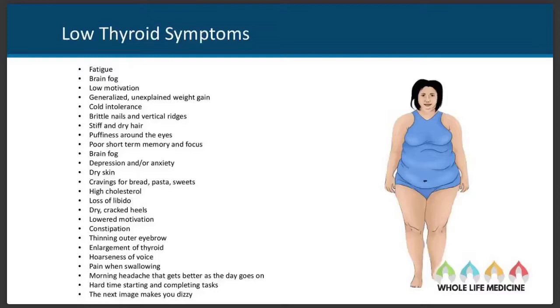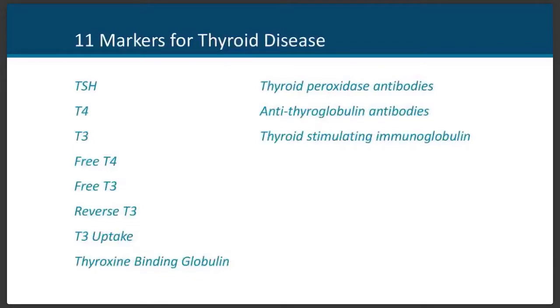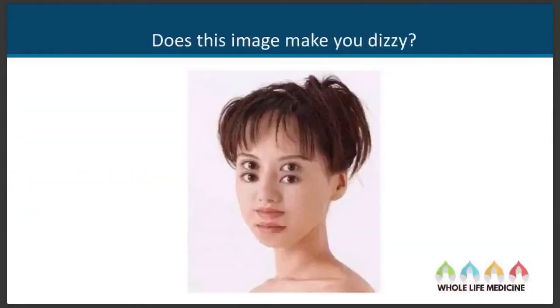And then potentially the next image makes you dizzy. Oh, except I moved the slide. Let's go one more. There it is. Sorry, I misordered those. So this is the image that can sometimes make you dizzy if you're thyroid. So if you stare at it and you're feeling a little bit loopy, that might also be a sign.